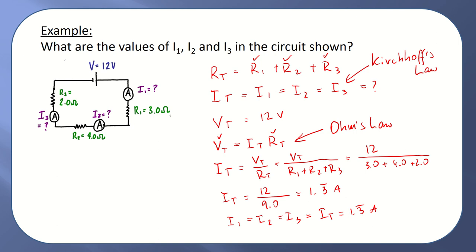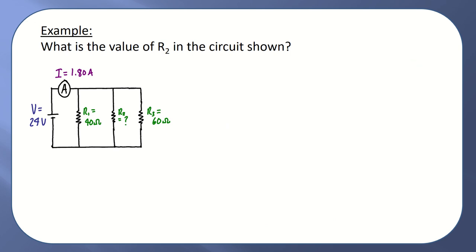So let's take a look at one more example. In this case, we have a circuit that is in parallel. So for circuits in parallel, let's state the rules. For the voltage, it's going to be all the same for circuits in parallel. So that means that we have three resistors, and we're going to have three voltages, V1 equal to V2 equal to V3.